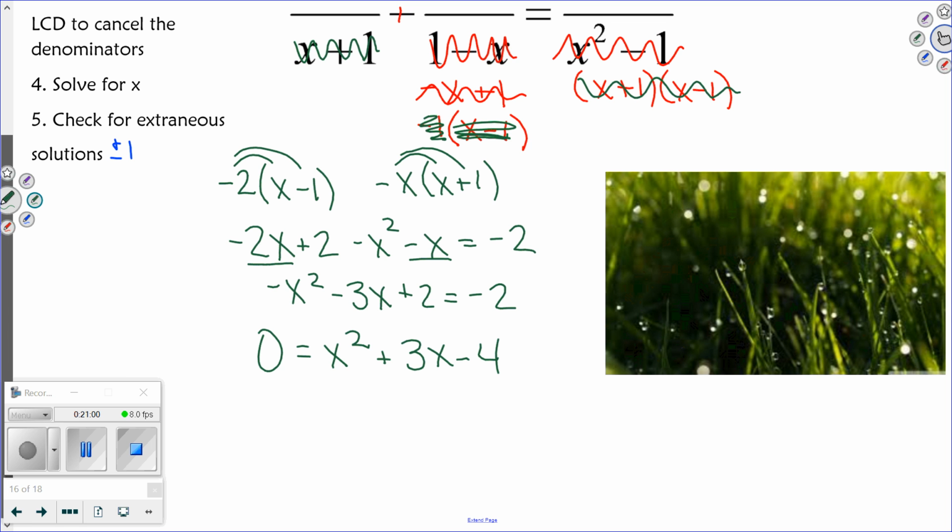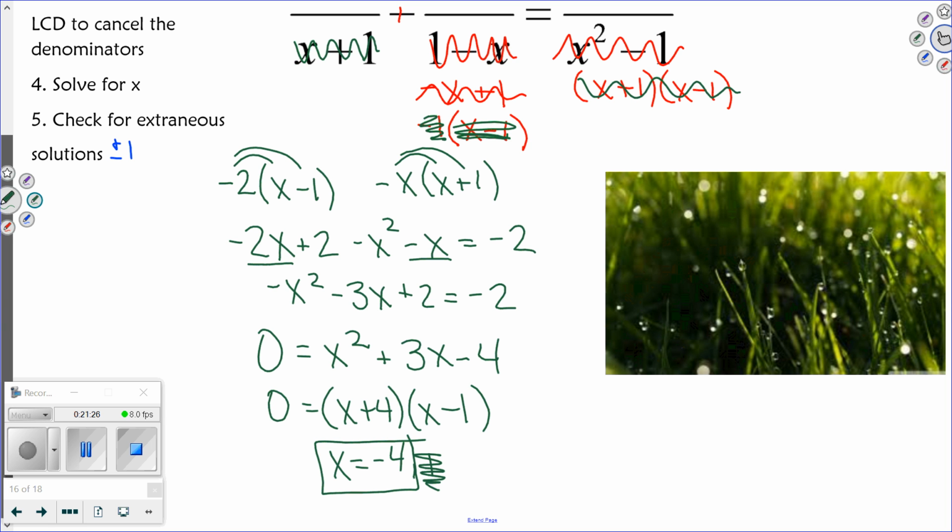Does that factor? Good. X plus 4, x minus 1. Which means x equals, good, negative 4 and, good. Way back in the beginning, I made myself a note before I scribbled all that craziness out. Plus and minus 1 were my extraneous, so that one's no good. So x equals negative 4.